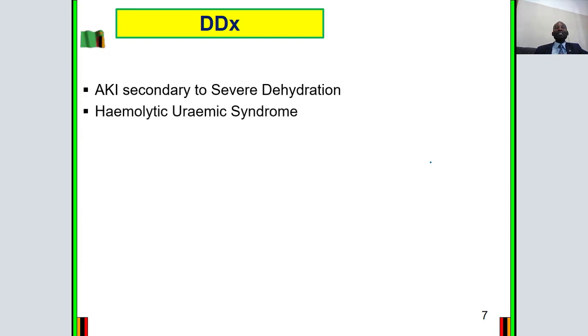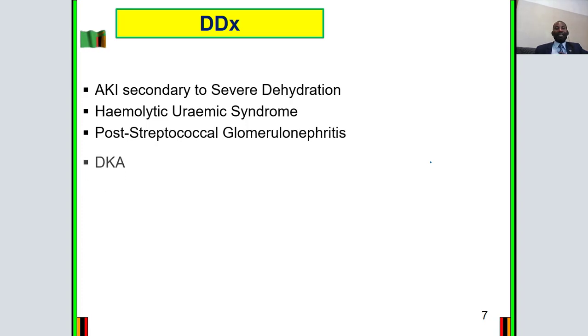So it is number 1, and you know the principle I said number 1. The second one is hemolytic uremic syndrome, another important differential diagnosis. The third one is post-streptococcal glomerulonephritis. This is why we were asking about a history of sore throat. It is another important differential diagnosis. Diabetic ketoacidosis is also a very important differential diagnosis. Severe malaria.